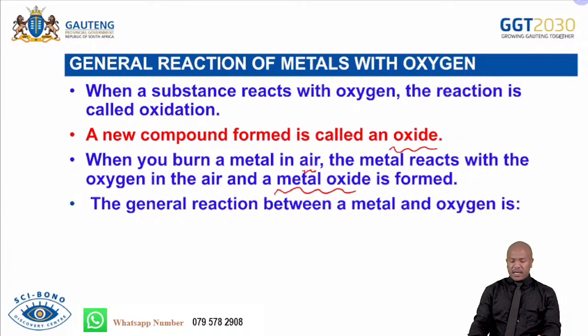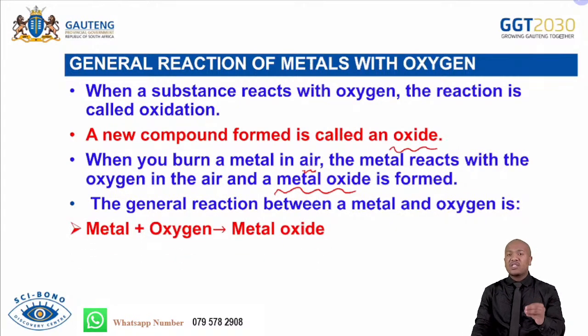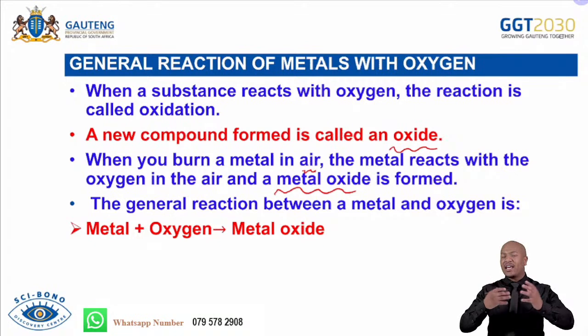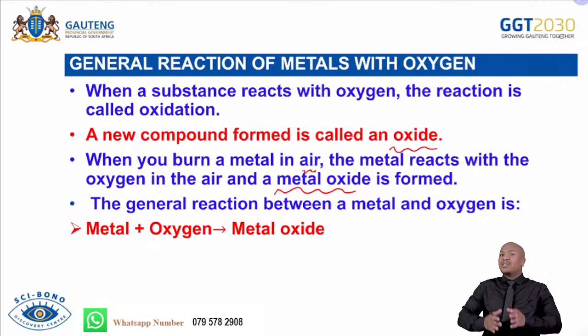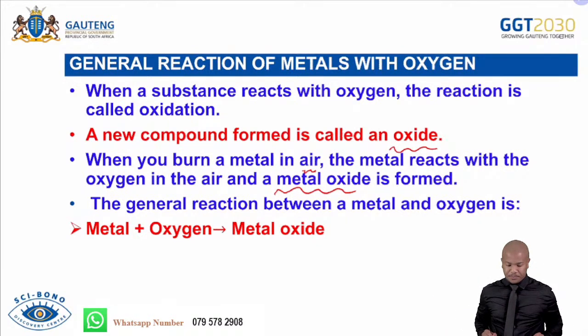So now, the general reaction between a metal and oxygen is metal plus oxygen forming what? A metal oxide. So now we need to remember the general equations as well. That when you react a metal plus oxygen, we form what? A metal oxide before we substitute the weights there.